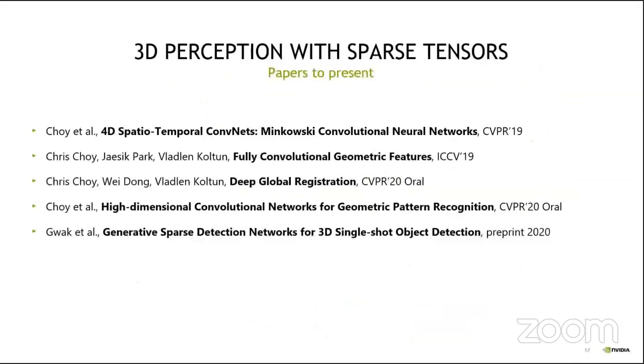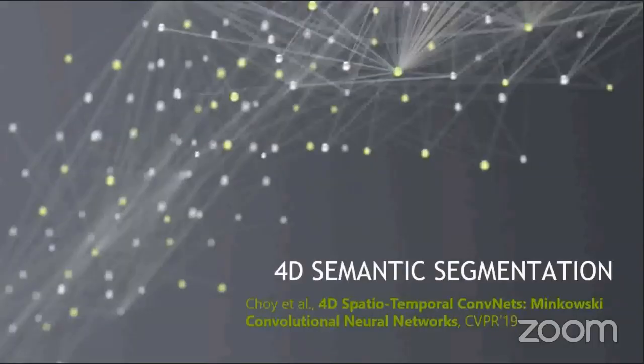So, in this talk, I will go over some of the applications of sparse tensors for 3D perception, and will present 5 papers. The first paper tackles 3D and 4D semantic segmentation, and the second paper is on 3D geometric features, or representation learning. The next two papers are 2D and 3D registration papers, and the last paper proposes a generative 3D network for 3D single-shot object detection. The first paper I will present is on 4D semantic segmentation.